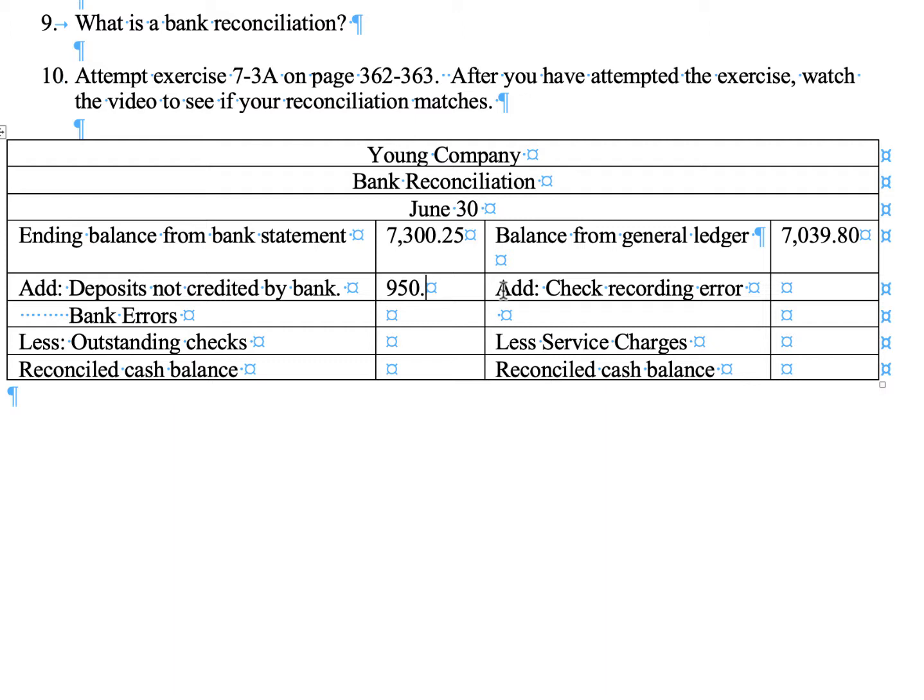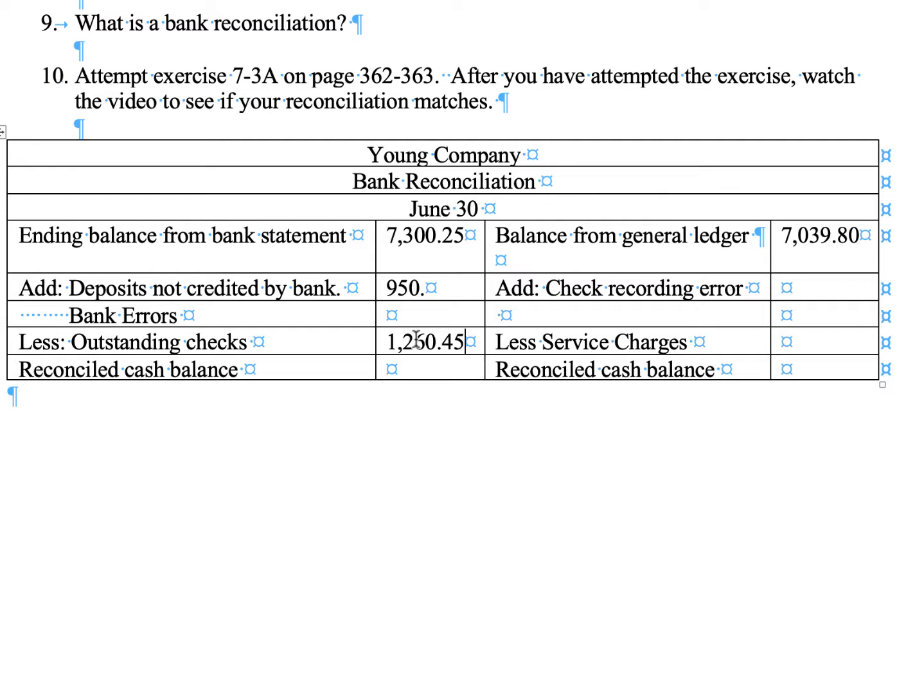Outstanding checks, June 30th, $1,260.45. So in my books, I wrote a check for $1,260. Guess what? The bank does not have that check. They didn't recognize that. No problem. I'm going to subtract that from my bank balance, $1,260.45.